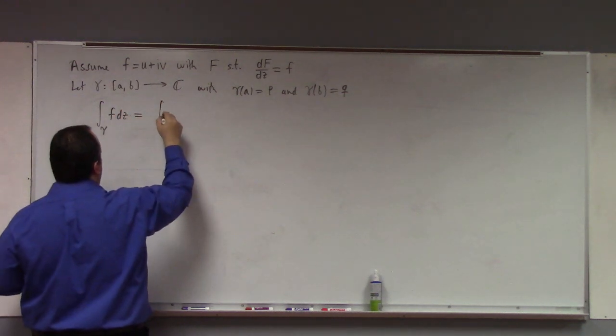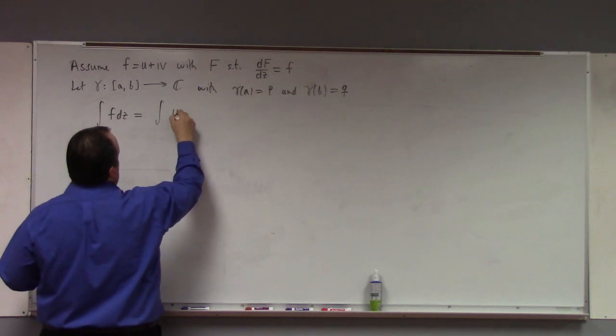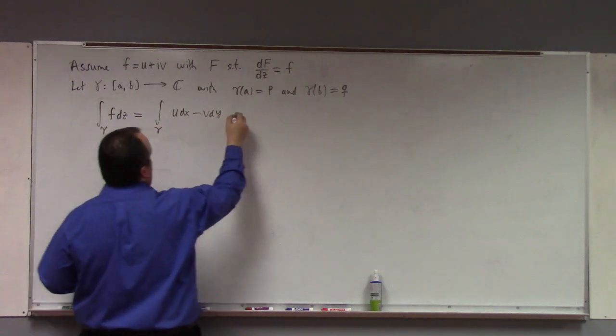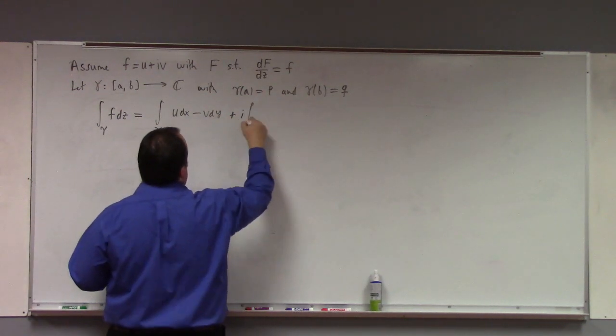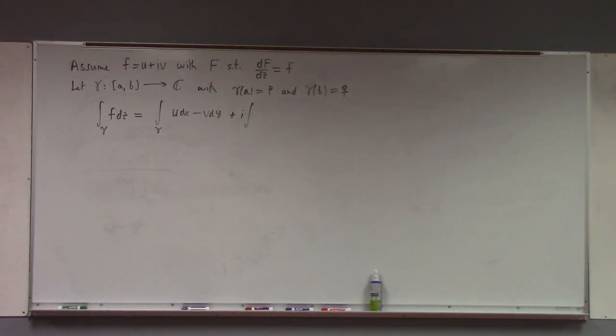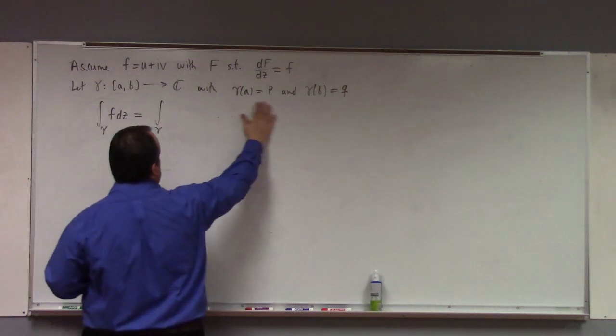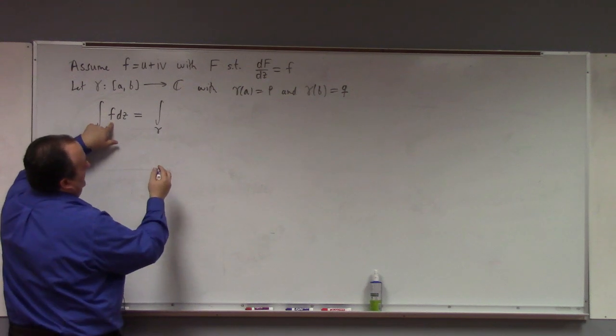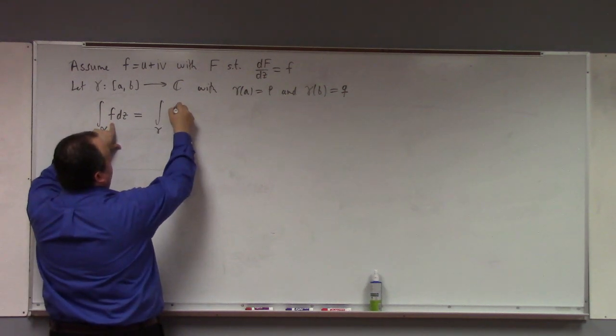So that's the integral of u dx minus v dy over gamma plus i times the integral. Oh man, just a second. Let me not make this overly complicated. I have this sense that I'm doing it the wrong way. Ah, yes, I'm doing it the wrong way. My bad. So, let us put it in. This is big dF/dz, right?